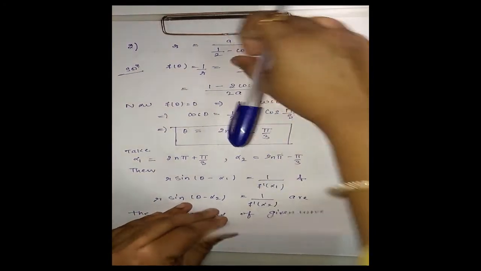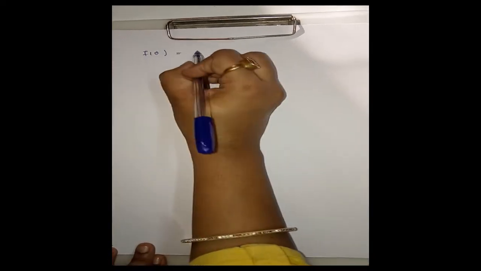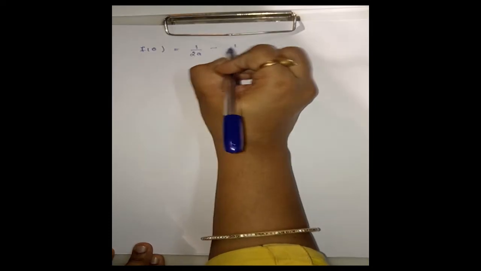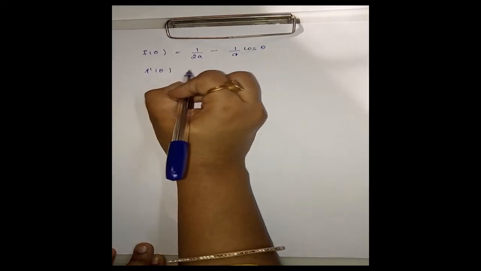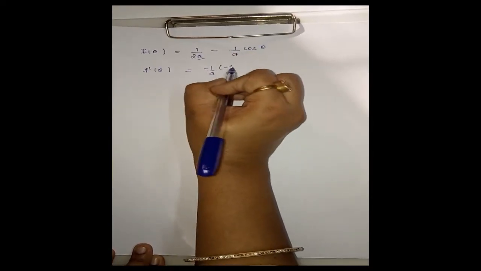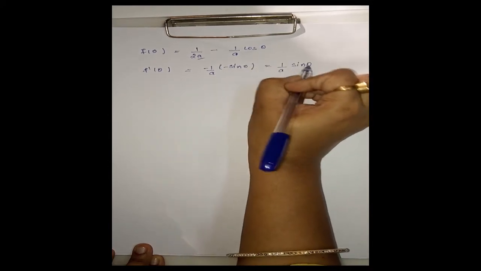We will now find the derivative. Now f theta is equal to 1 upon 2a minus 1 by a cos theta. That means f dash theta is equal to, this will be 0, this is minus 1 upon a times minus sin theta. That is 1 by a sin theta.